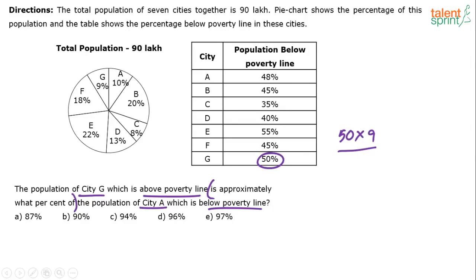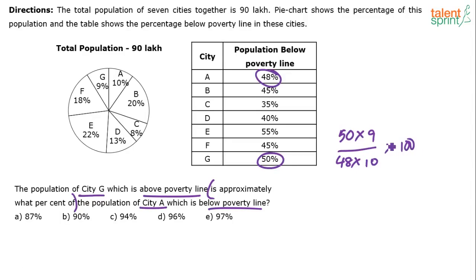A BPL is how much? 48. 48 into A's population 10. Remember, this 50 is not that 50. This 50 is the 50 BPL. This 50 is the 50 APL. You might be wondering what nonsense is this. 50 or 50 same only, but this 50 represents the BPL population. This 50 is the APL population. Anyway, so 50 into 9 by 48 into 10 multiplied by 100.